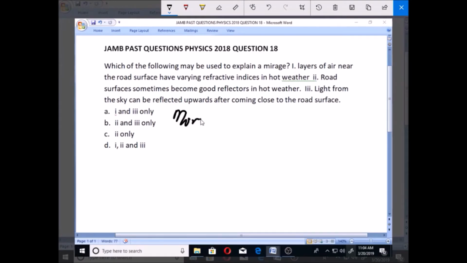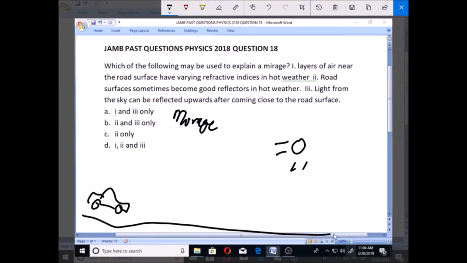So how do you explain the concept of mirage? Now, you are driving your motor on the road on a sunny day. So you're moving on the road on a sunny day.